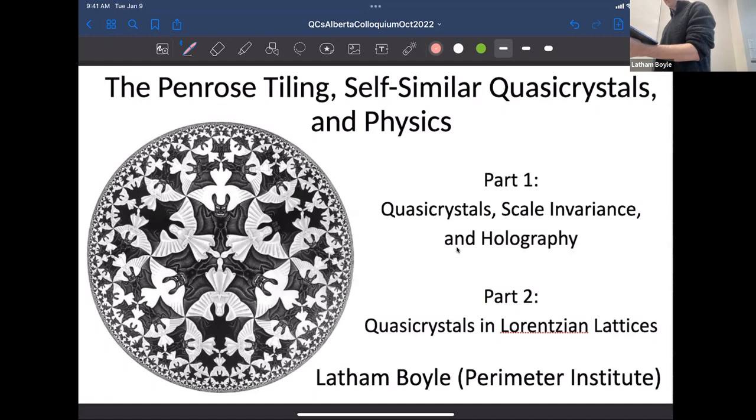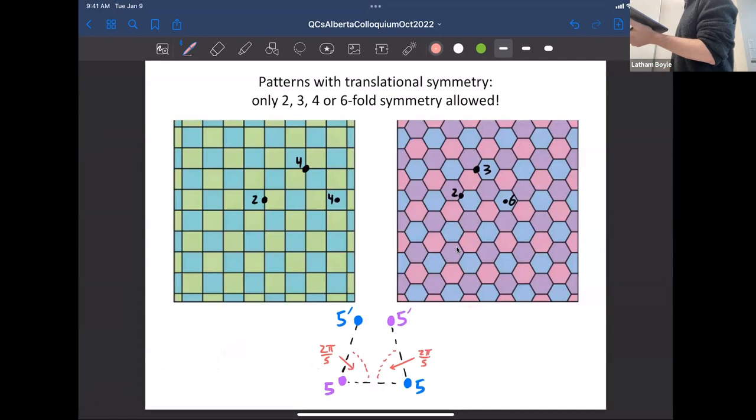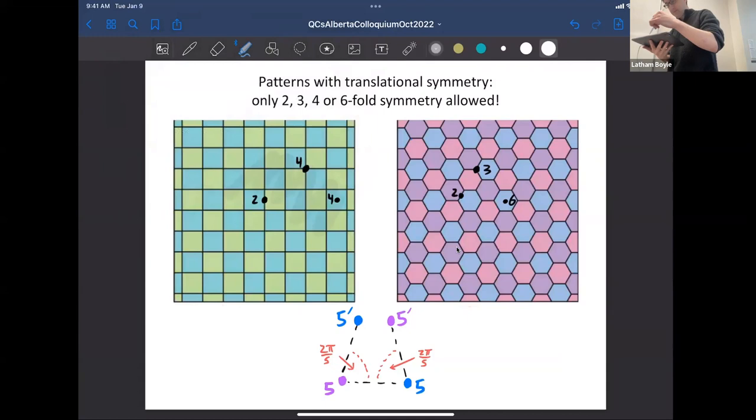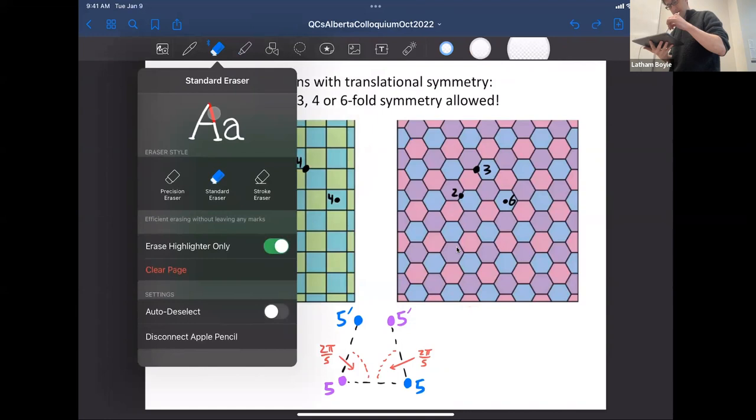Okay, so for starters, I just want to introduce you to the Penrose tiling. And to introduce it, it's nice to start with a, let me turn on my highlighter here. Sorry, is that a good color? No. How about that? Okay. I was so busy getting the slides working, I forgot to get my highlighter set up.